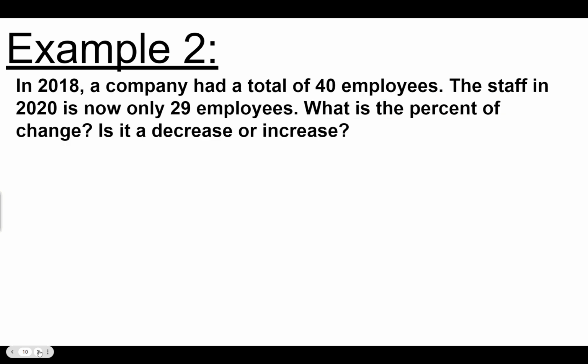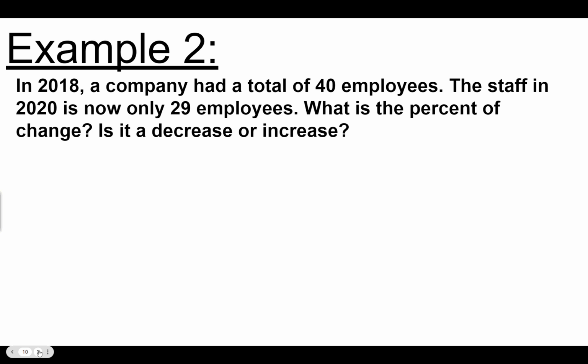All right. Example 2. In 2018, a company had a total of 40 employees. The staff in 2020 is now only 29 employees. What is the percent of change? And is it a decrease or increase? Well, 2018 happened first, so that's important, right? And then in 2020, 2 years later, so this happened second, I had only 29 employees. So my employee numbers went down. This is a decrease, which means my answer is going to have a negative.